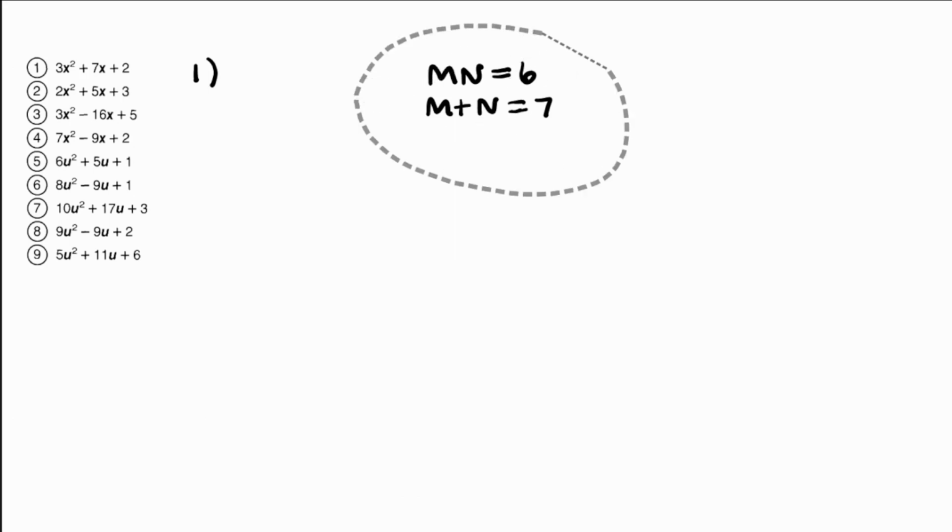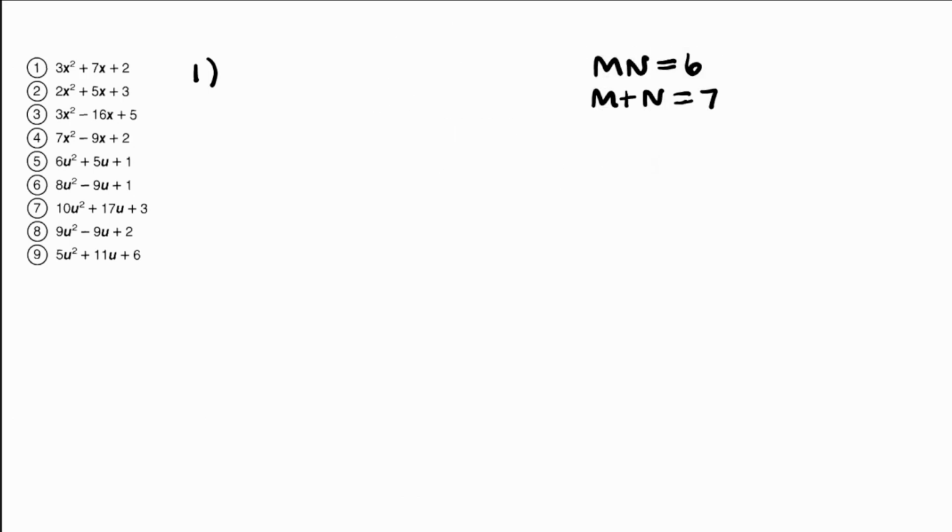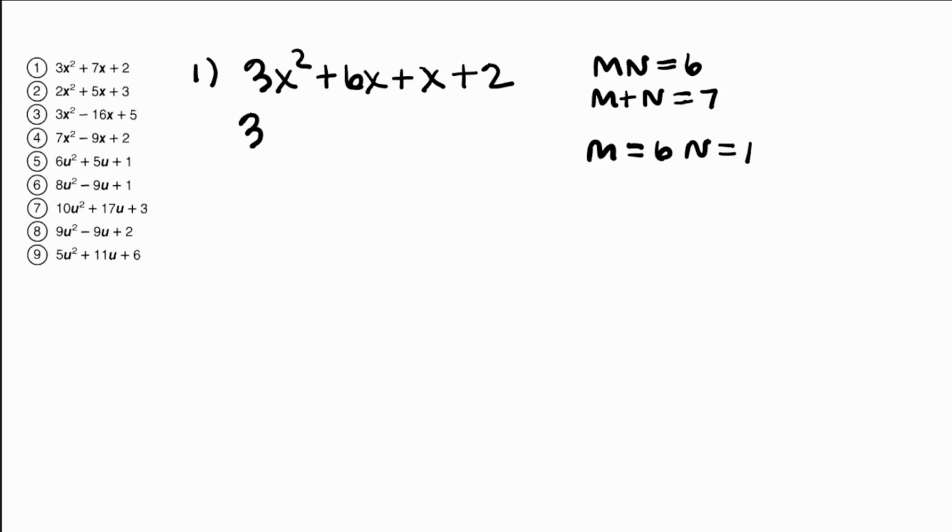I'm realizing I didn't leave enough room for that. Okay, so the first number is going to be 6, second number is going to be 1. It could be 1 and 6 if you like, doesn't matter. So 3x squared plus 6x plus 1x plus 2. And now I'm going to group and factor. So I'm going to think what's common to the first two. That's going to be a 3 and an x. I multiply by x plus 2. And there's nothing really in common to x plus 2, so I got to factor out a 1.